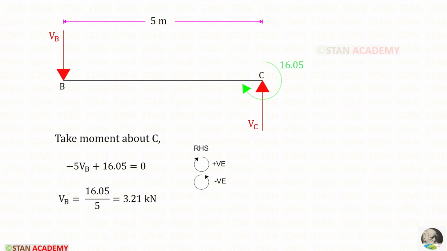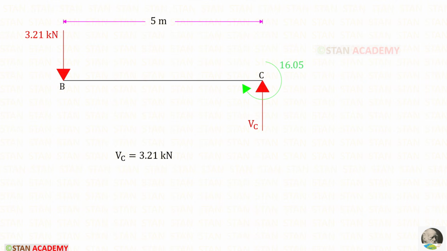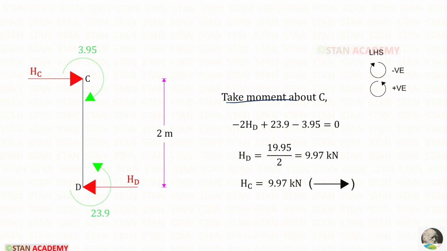Let us take the beam BC. By taking moment about C, we can find VB. In this beam, there is no vertical load, so VB and VC will be the same, but only they will be in the opposite direction. VB is acting downwards, so VC should be acting upwards, but both of them will be 3.21. By taking moment about C, we can find HD. HD is acting towards the left side, so HC should be acting towards the right side, but both of them will be having the same value, 9.97.